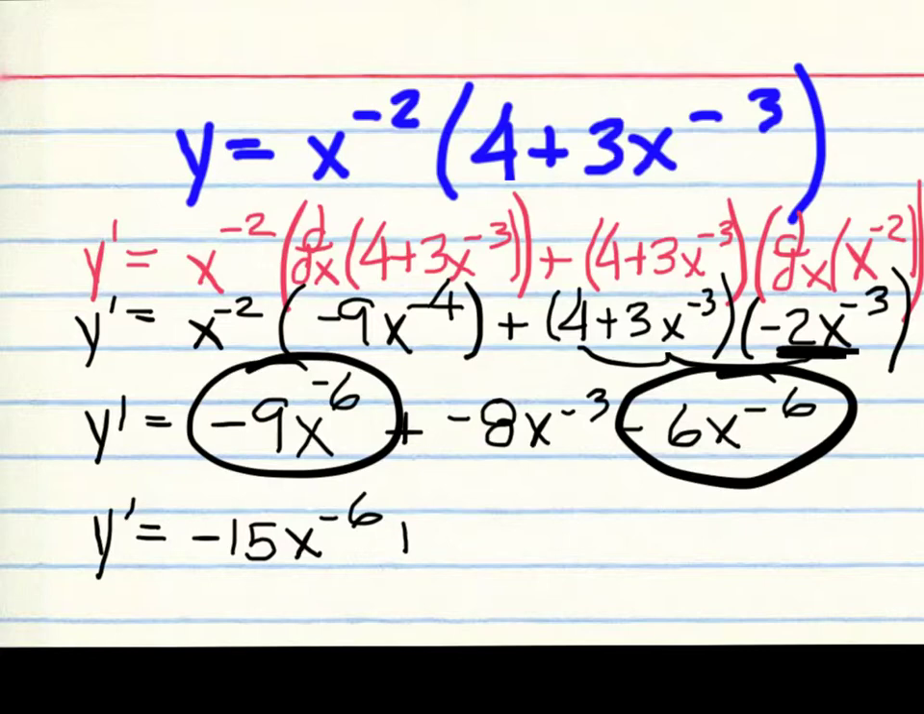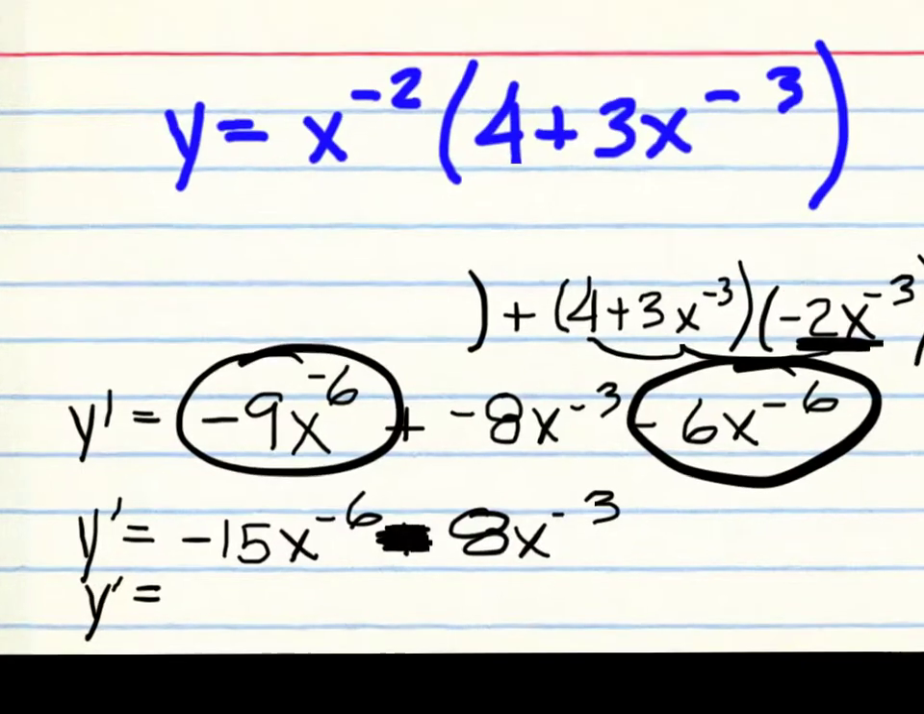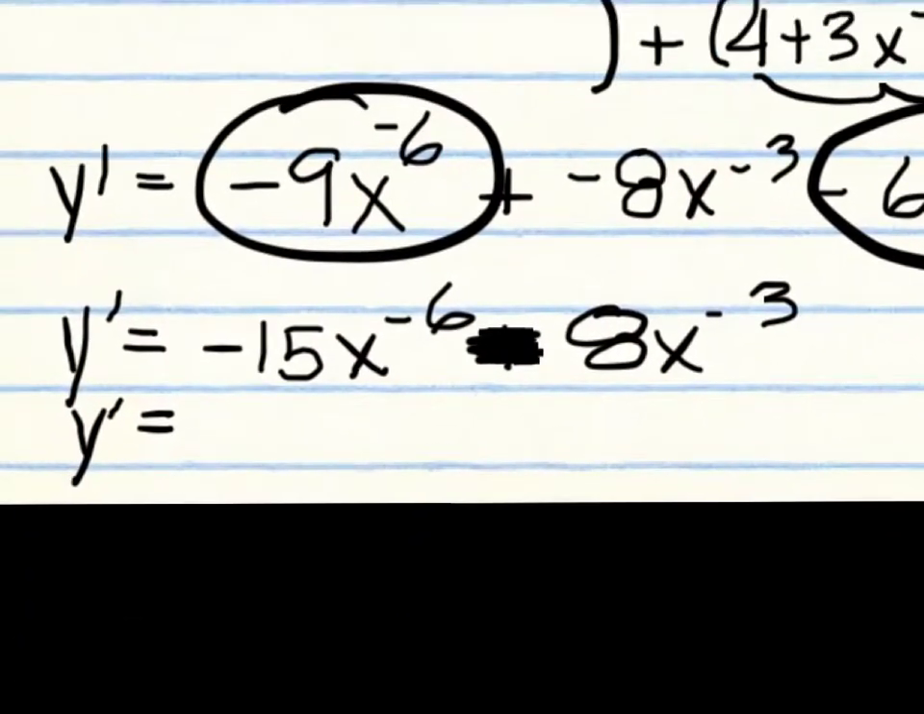So you're going to have a minus, but minus 8 to the negative third. And then simplify that. I may have to squeeze this in here really tight, so I'll give it my best shot. Make that a negative 15 over x to the sixth, and then minus 8 over x to the third.